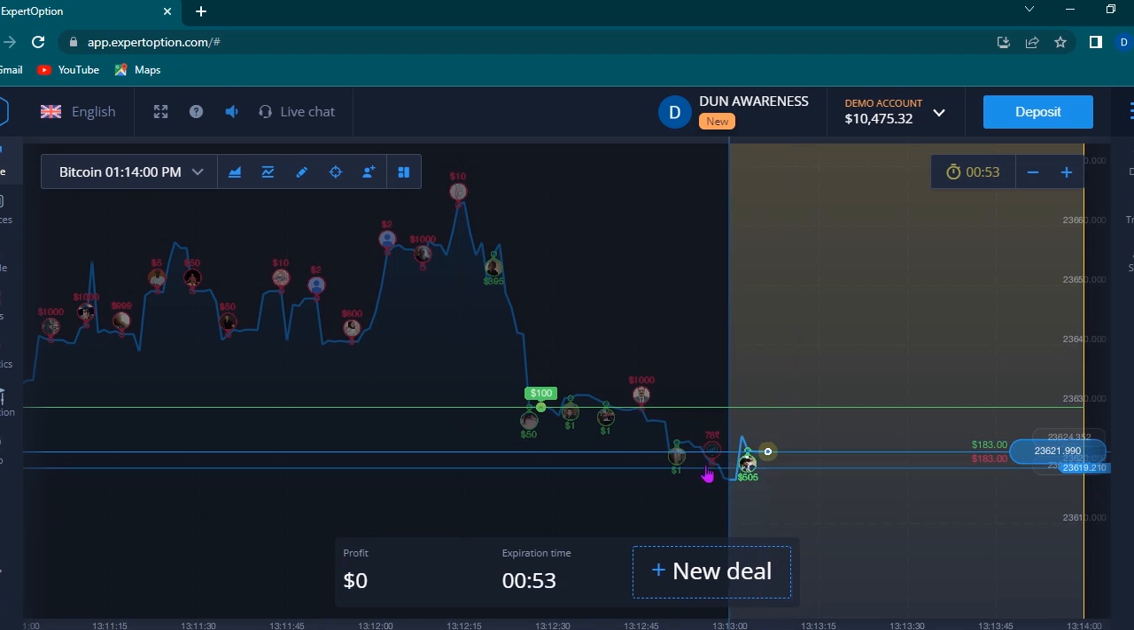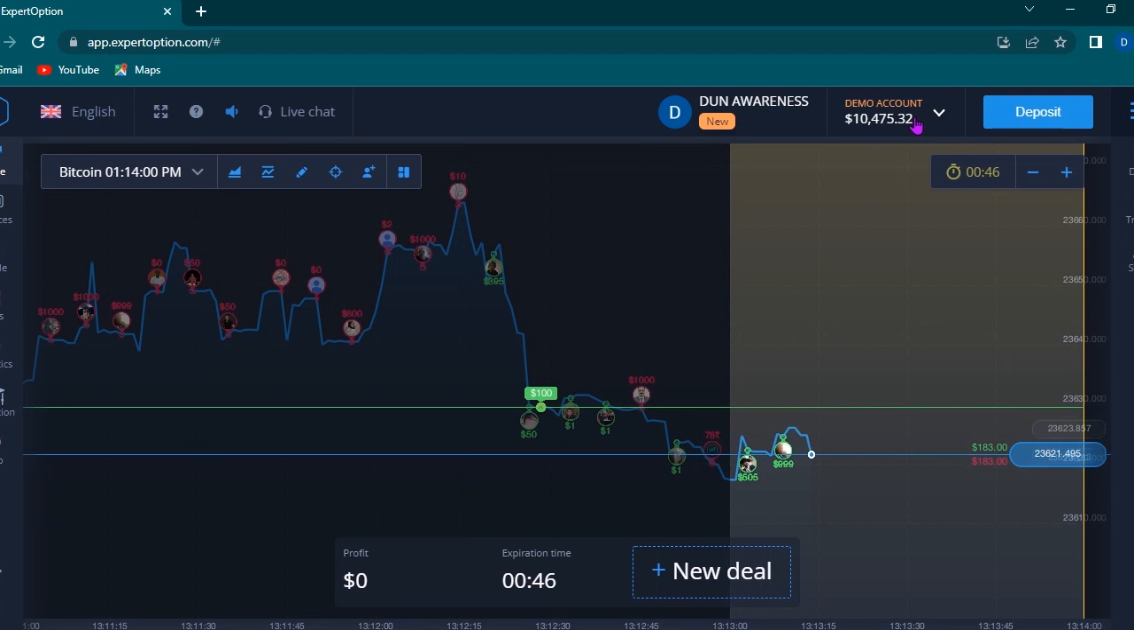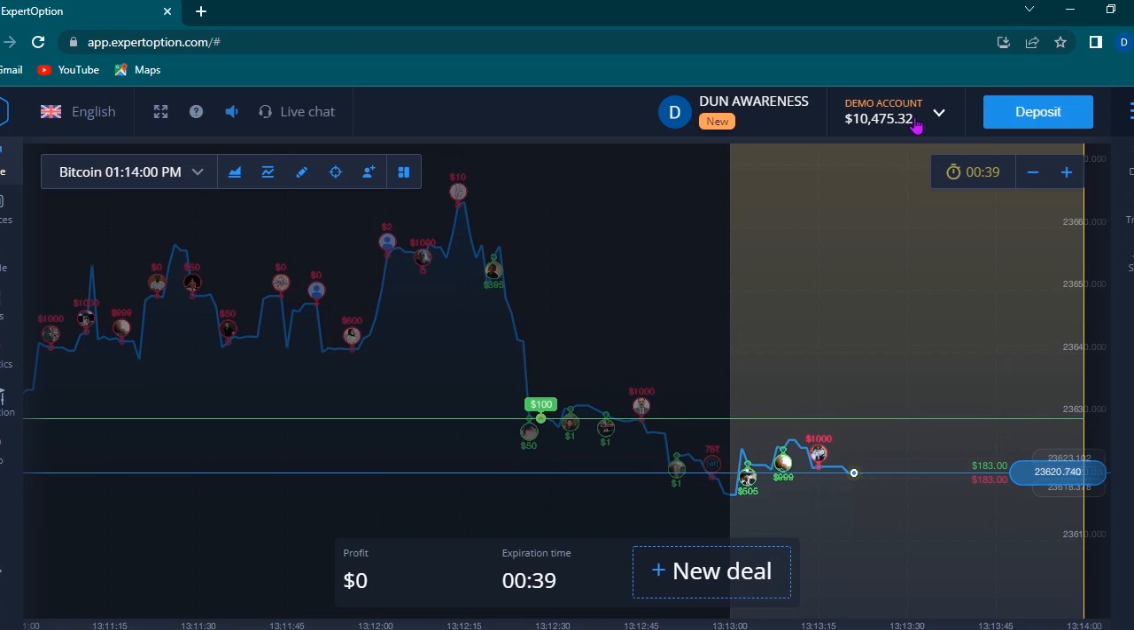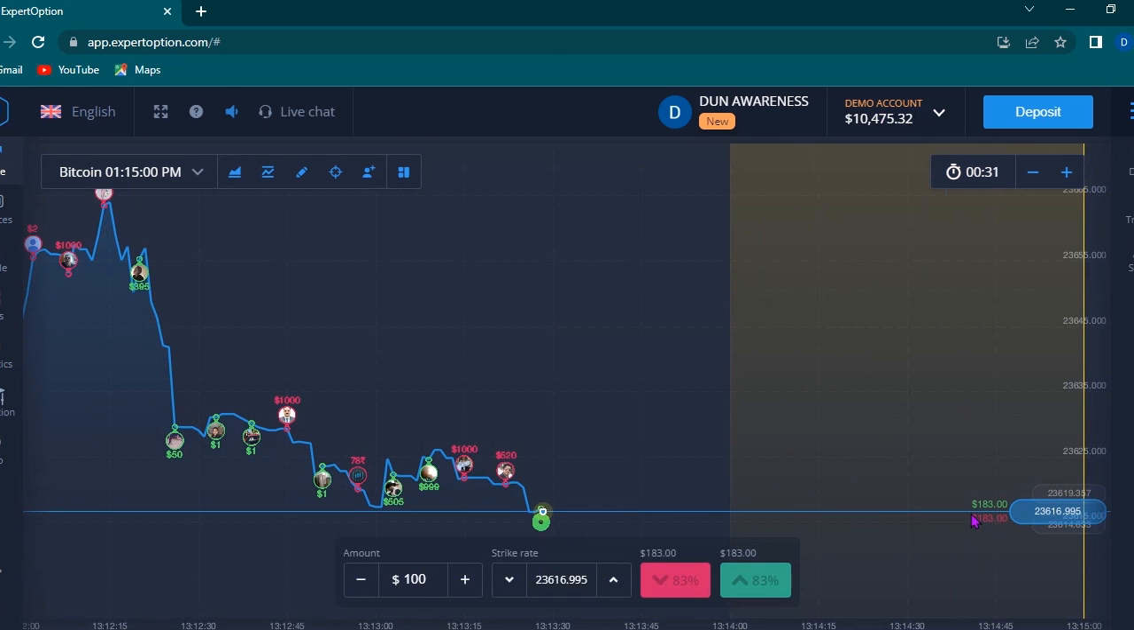That is $183, because the profit is 83. But if I lose, I'll lose everything. Now it's easy like that. Very easy on how to place a trade. This is a demo account.